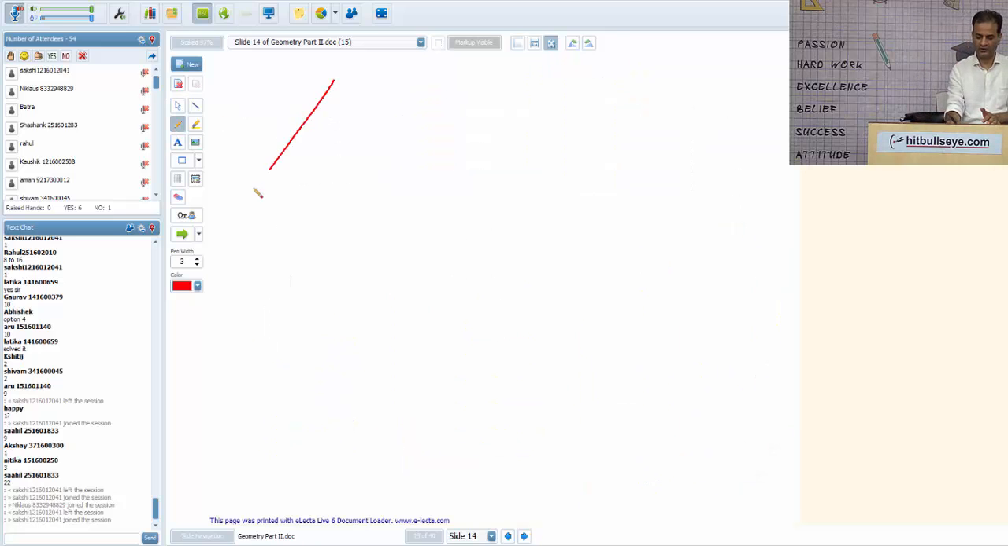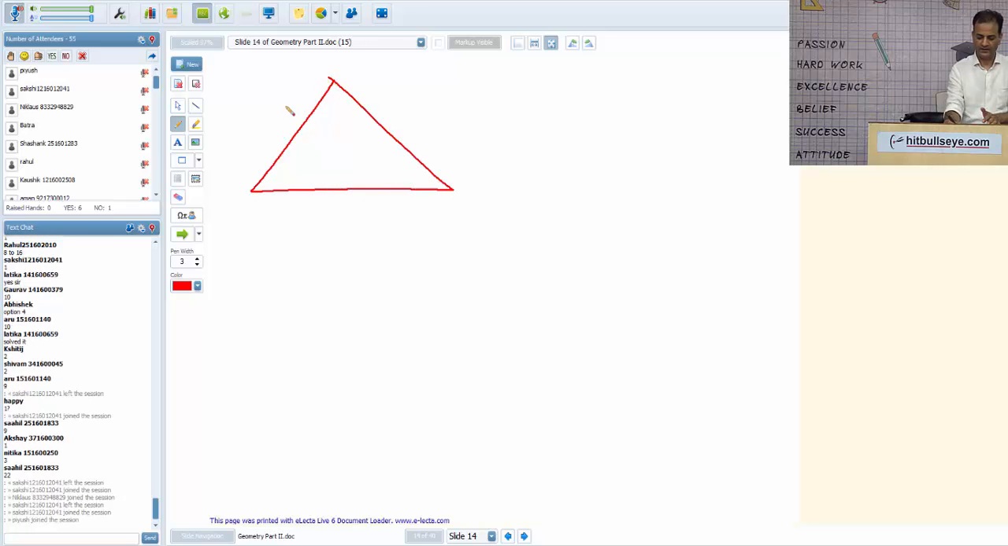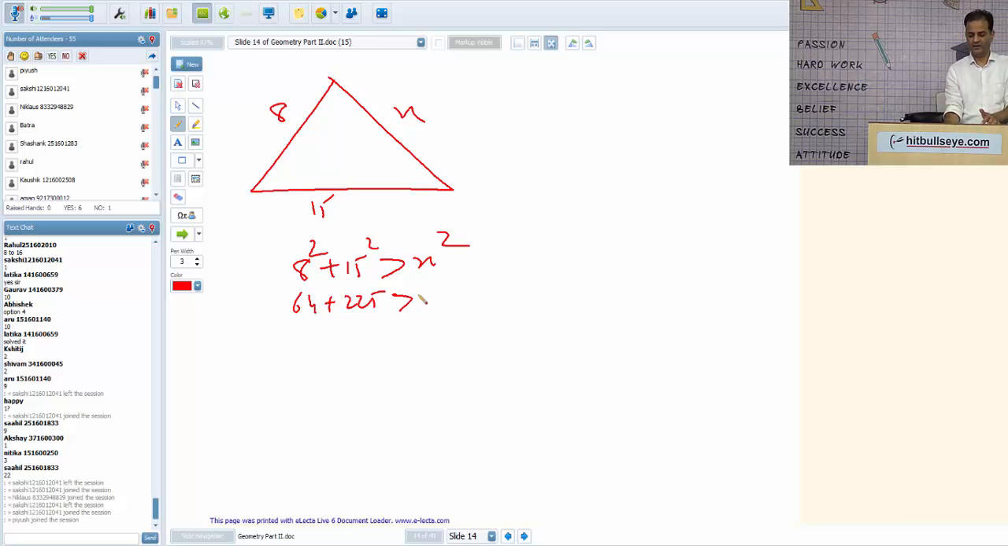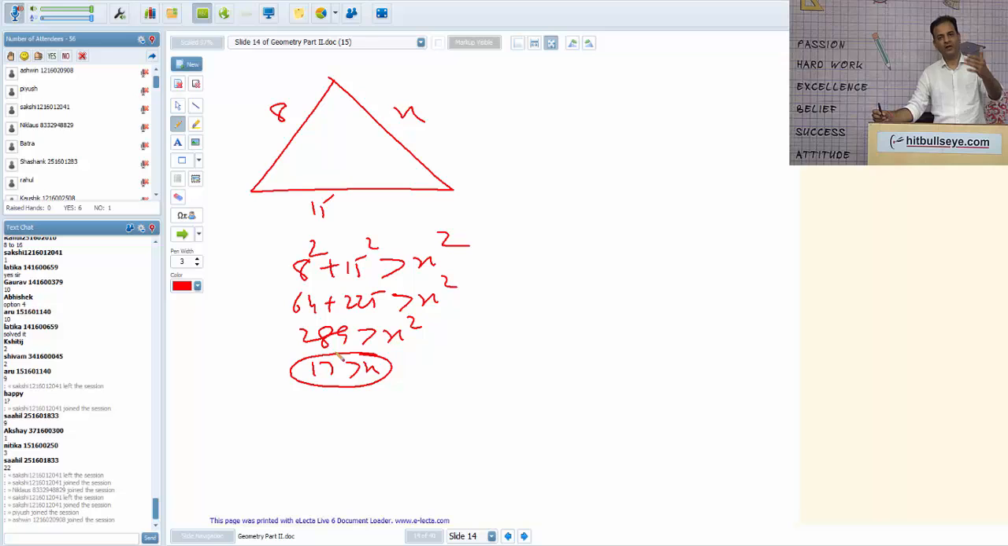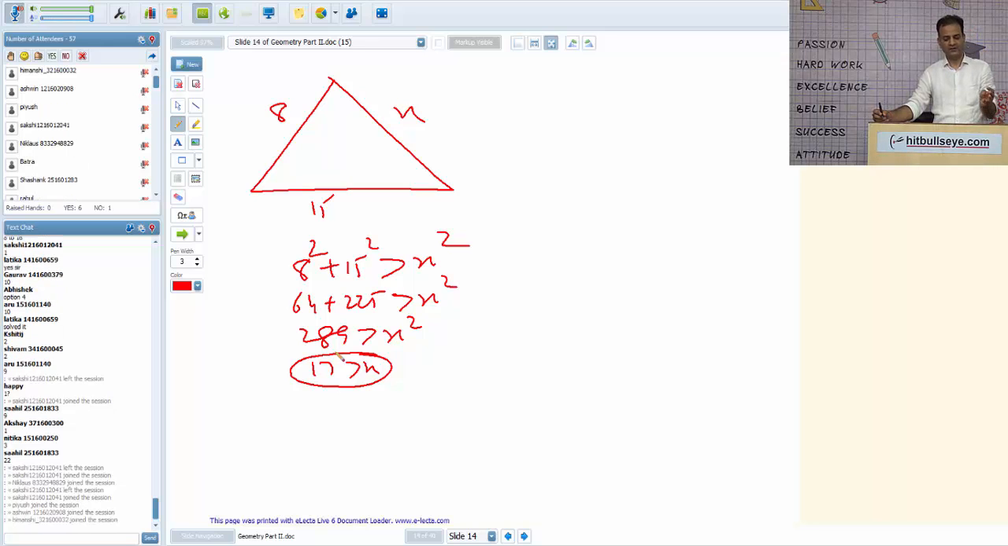Now I am solving here, friends. If I take 8, 15, x, 8 square plus 15 square is greater than x square. So it is 64 plus 225 should be greater than x square, which is 289 should be greater than x square. So 17 is greater than x, or you can say x is less than 17. So x is less than 17, how many values are there? Those who have given 9 as the option, they have taken 16, 15, 14, 13 till 8.